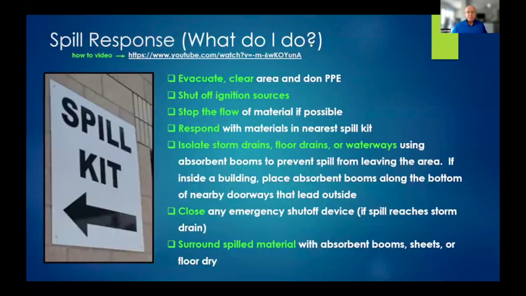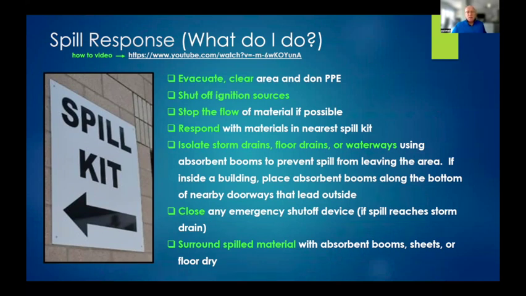Okay. So as far as spill response, there's a little how-to video. You can cut and paste the YouTube video into a browser and it'll go through details. It'll walk you through the process in terms of how to do the spill cleanup. Some of you may have already been involved with it. If you haven't and you've had your HAZWOPER training, let's just walk through the steps.